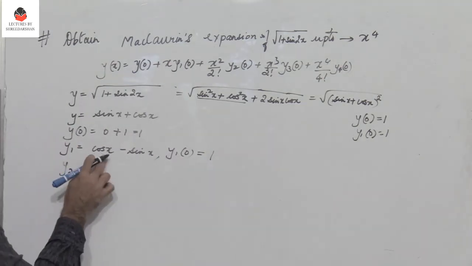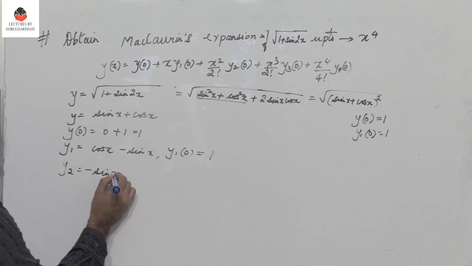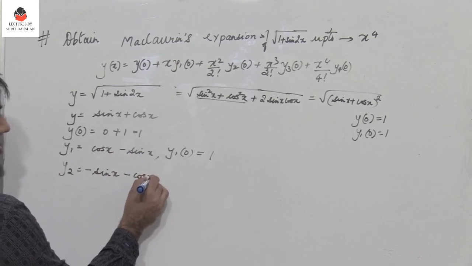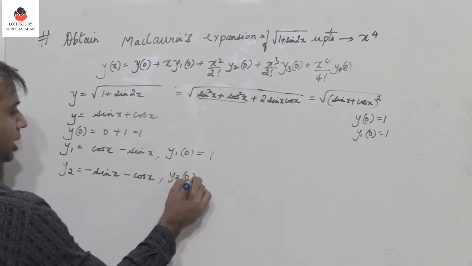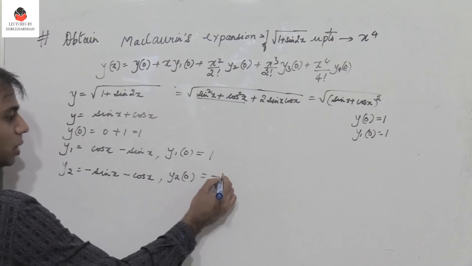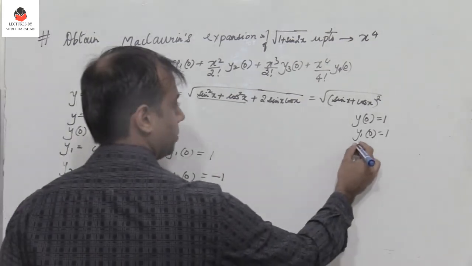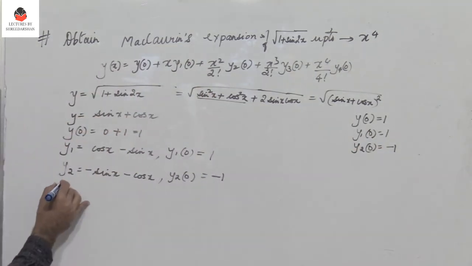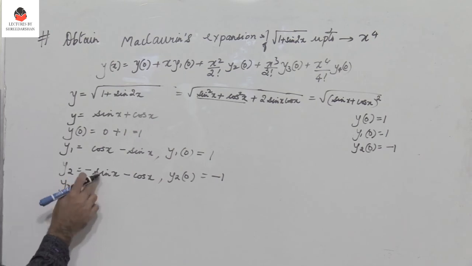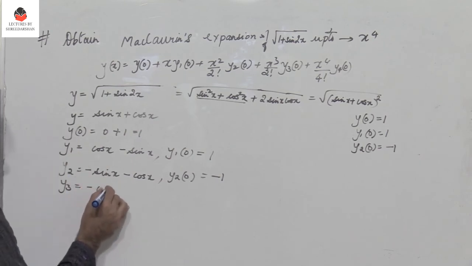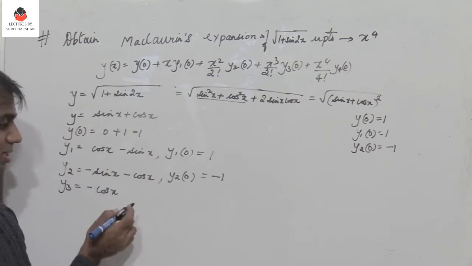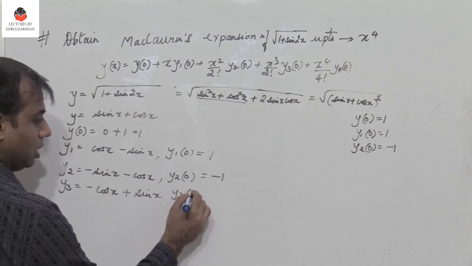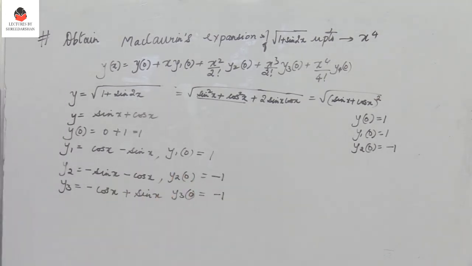y2 is nothing but the differential of cos x, which is minus sin x. The differential of sin x is cos x. So it's minus sin x minus cos x. So therefore y2 of 0 is 0 minus 1. So y2 of 0 is minus 1. Next, y3. y3 equals the differential of sin x is cos x, so it is minus cos x, but the differential of cos x is minus sin x, so the sign changes, so this becomes plus sin x. So y3 of 0 again is equal to minus 1.